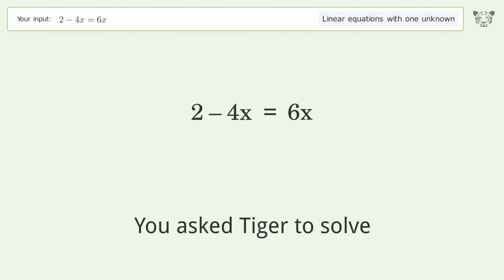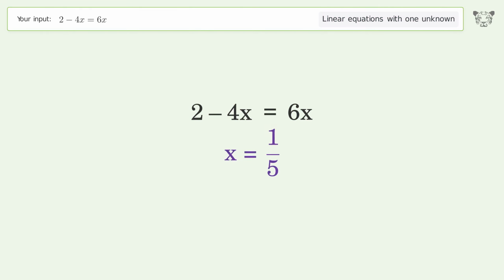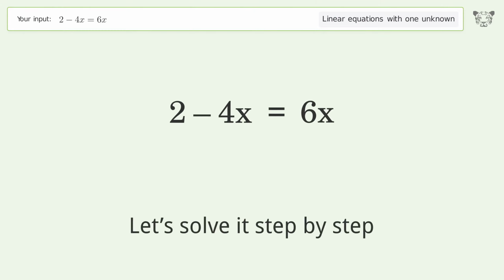You ask Tiger to solve. This deals with linear equations with one unknown. The final result is x equals 1 over 5. Let's solve it step by step.